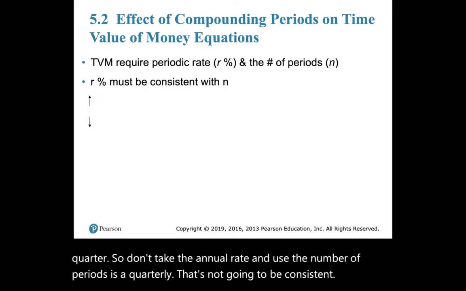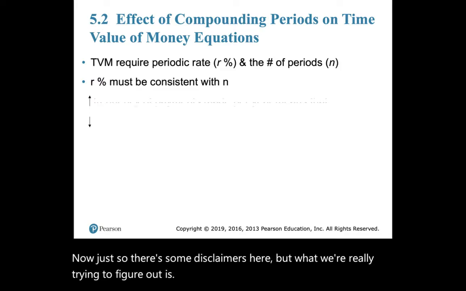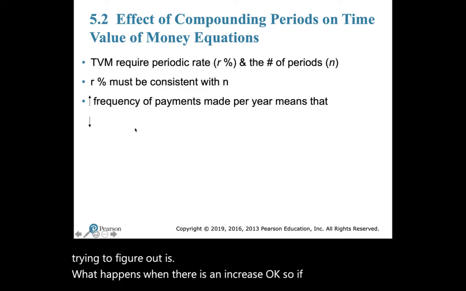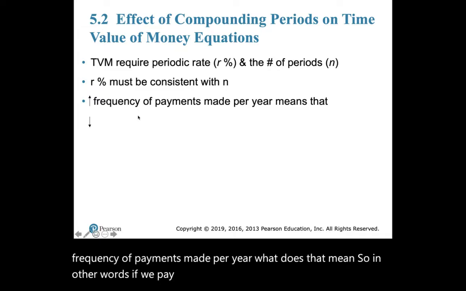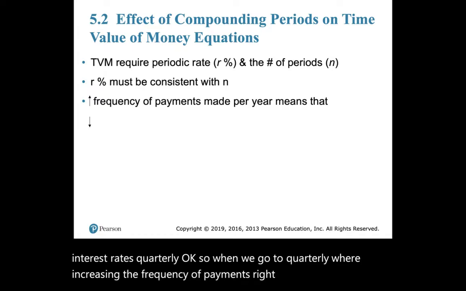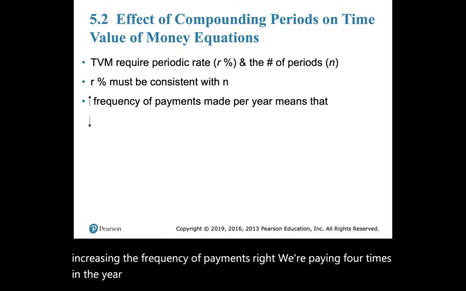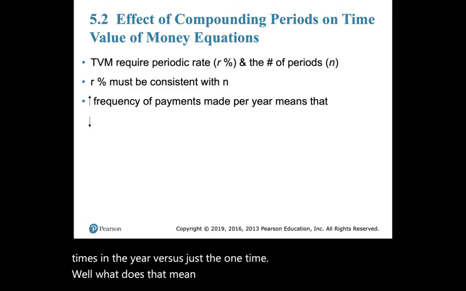Now, those are some disclaimers here, but what we're really trying to figure out is what happens when there's an increase. Okay, so if we increase the frequency of payments made per year, what does that mean? So in other words, if we pay our interest annually versus paying our interest quarterly, when we go to quarterly, we're increasing the frequency of payments, right? We're paying 4 times in the year versus just the 1 time. Well, what does that mean for the amount that we're actually paying in total?